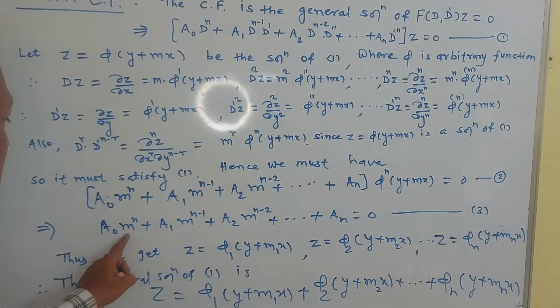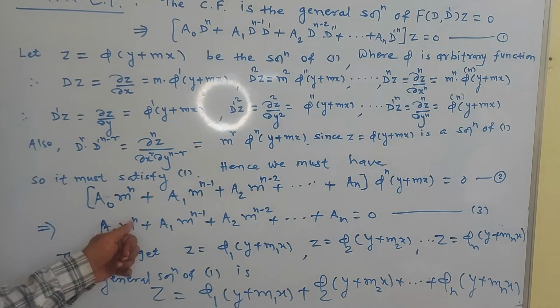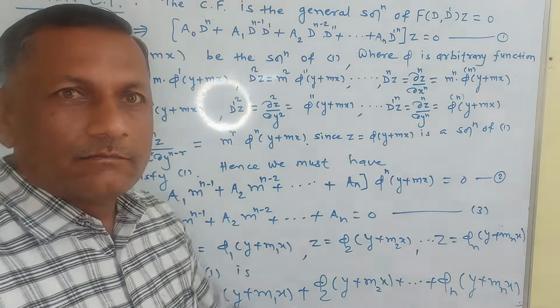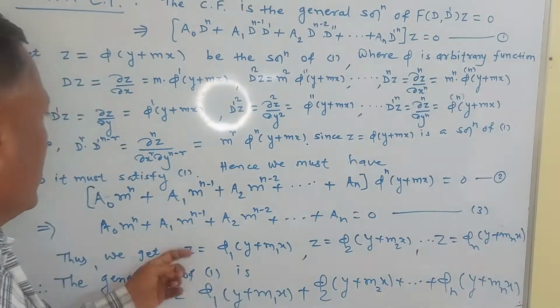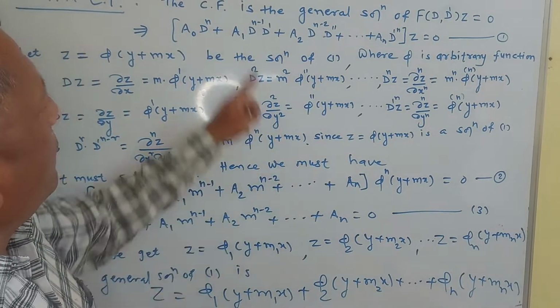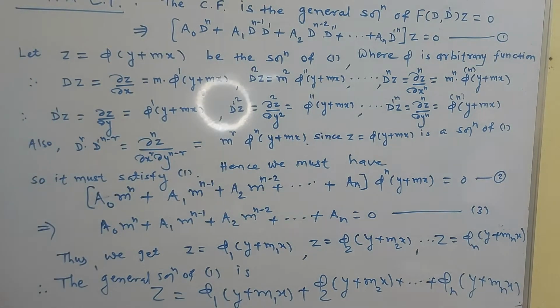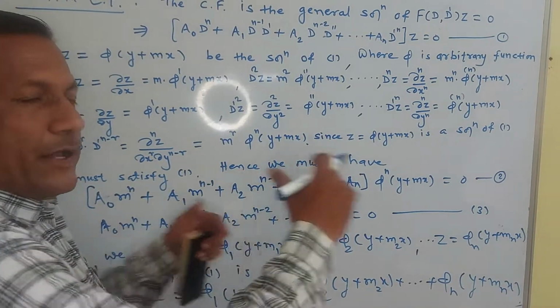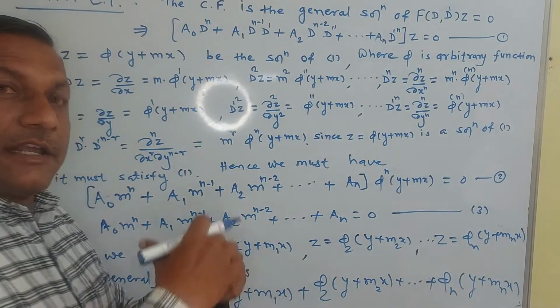Number 3. So you observe here, this is a polynomial in m, so its degree is n. A polynomial of degree n means it has n factors. It has n factors means it has n roots, and for each root it has some solution. Therefore we get, suppose this equation has m1, m2, m3 up to mn as n roots.